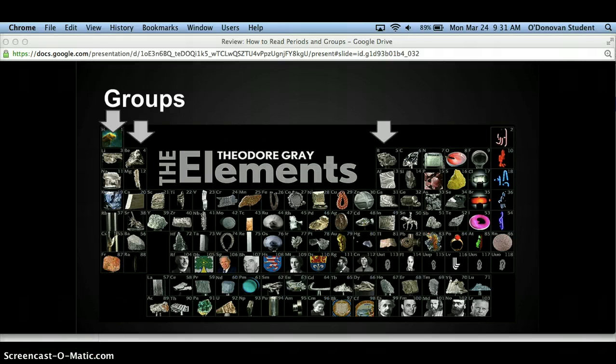So if you look at these elements here, the noble gases glow because they have full electron shells. And like I said before, if elements are in the same group, sometimes they have similar characteristics. They can be shiny, or they can be reactive with water, and so on.